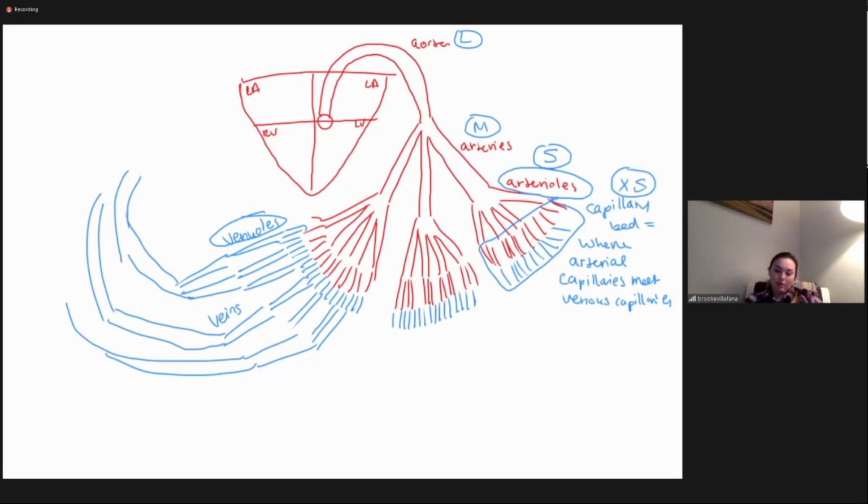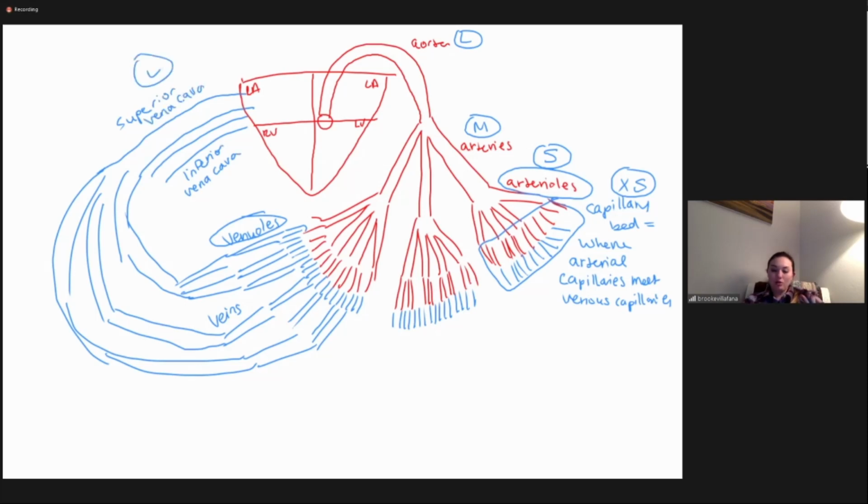Trying to get myself back to the heart here. And then that'll all join together as two different large vessels, right? The inferior vena cava and the superior vena cava. So those are going to be the large size here. This would be medium and small.